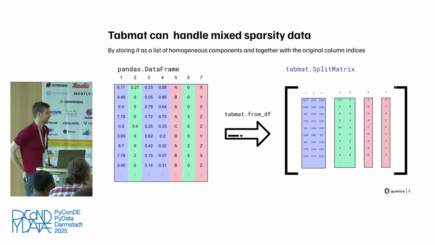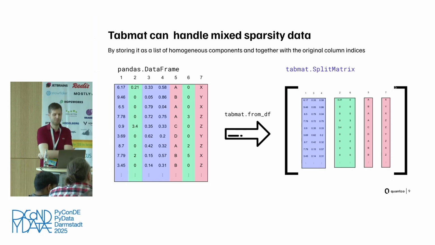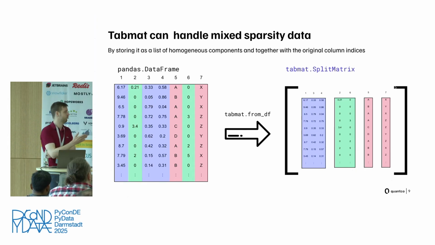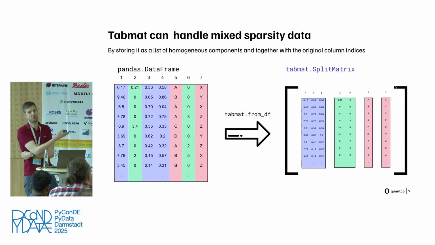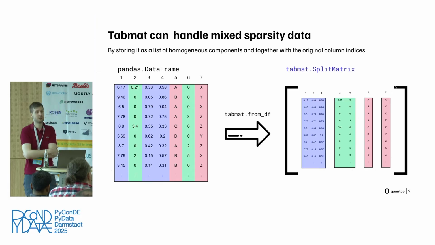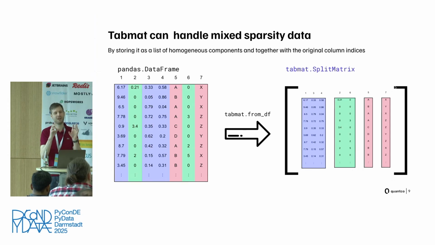Now, just to show you how we handle mixed sparsity data in Tabmat, and just to showcase how fast it is, let's say that we have a data frame which contains dense columns, which are the blue columns. Dense just means that it doesn't have too many zeros. We have sparse columns, those are green. It just means that most of the elements are zeros. And we have categoricals, which is categories, a relatively small number of distinct values.